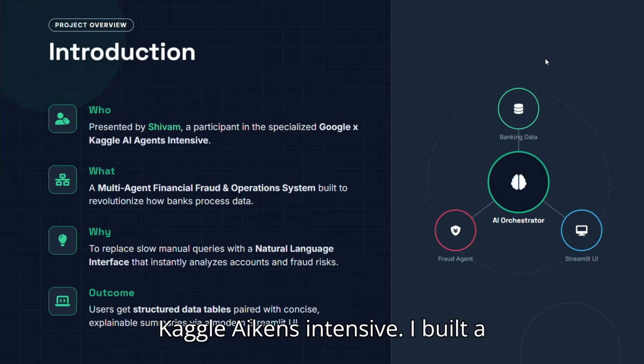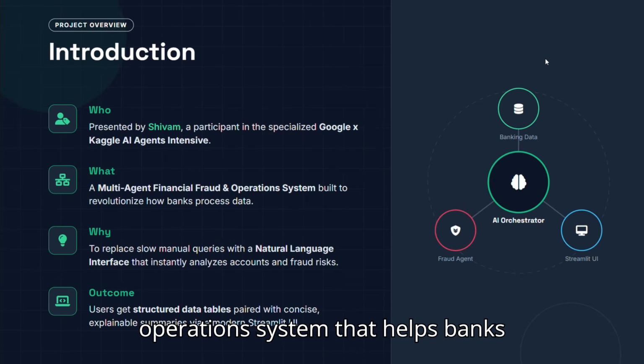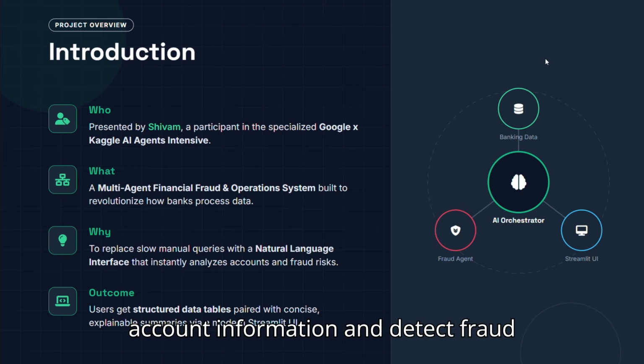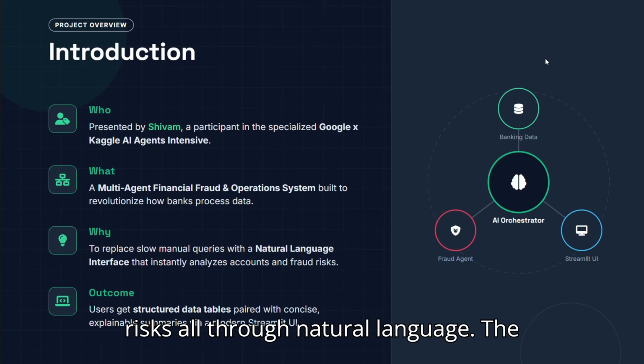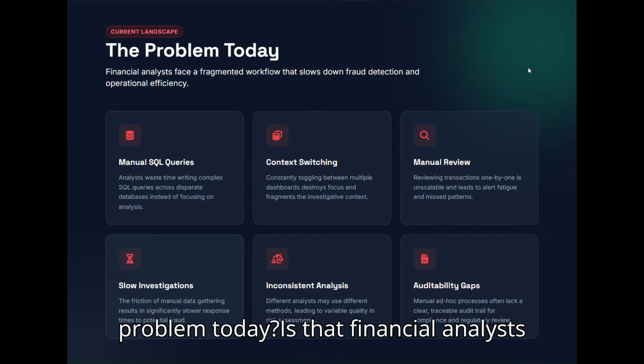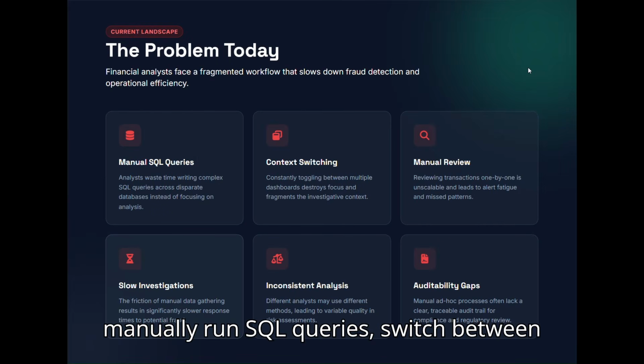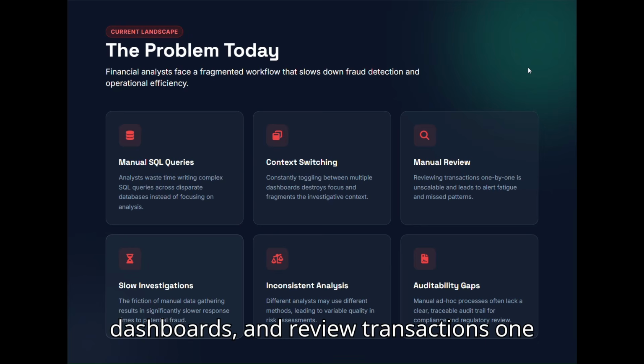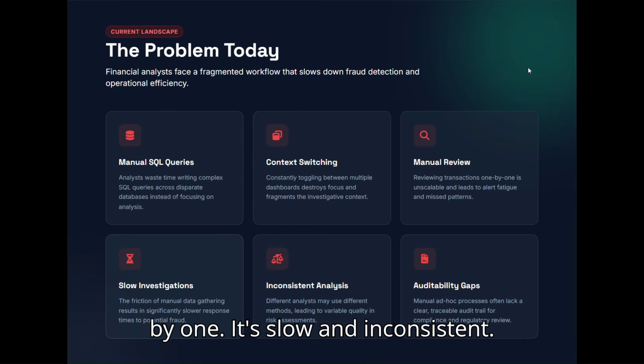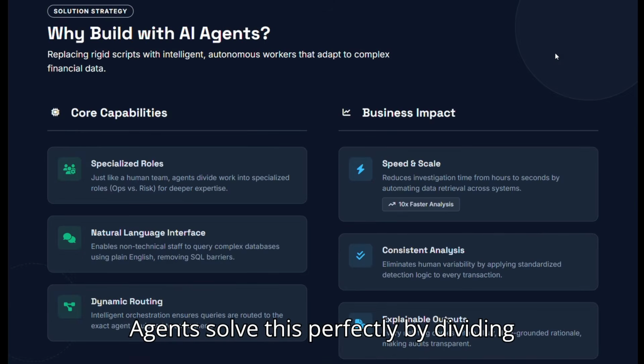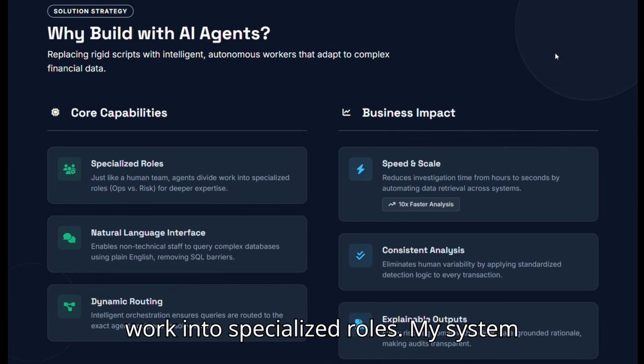I built a multi-agent financial fraud and operations system that helps banks quickly analyze customer data, check account information, and detect fraud risks, all through natural language. The problem today is that financial analysts manually run SQL queries, switch between dashboards, and review transactions one by one. It's slow and inconsistent. Agents solve this perfectly by dividing work into specialized roles.